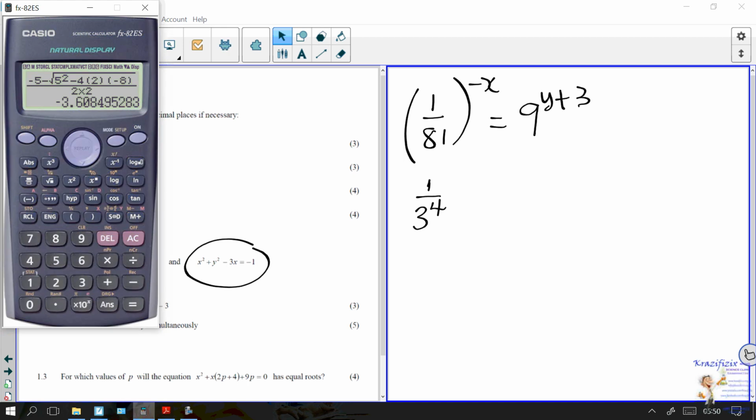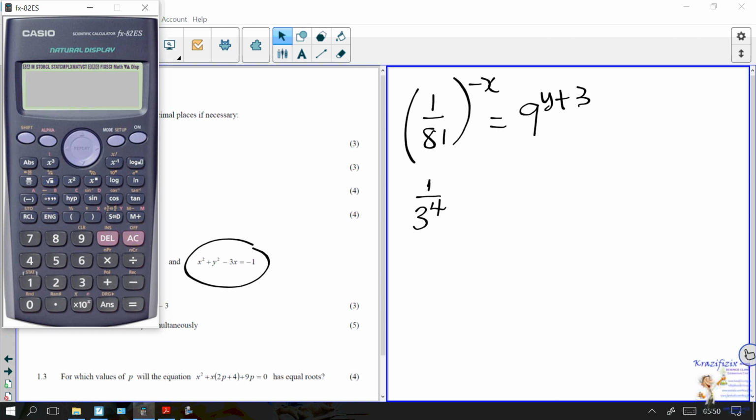Look at this. If I were to say 1 over 81, let's just try to see something here. 1 over 81, press that, equals that. And then, that's not actually giving me what I want.